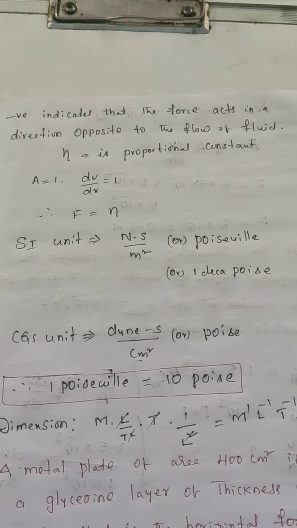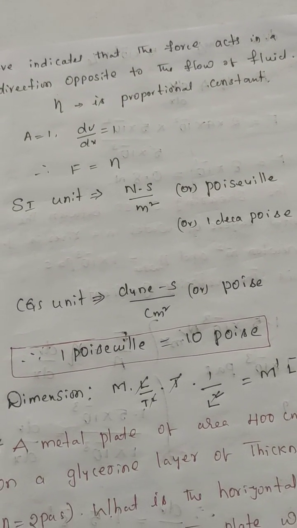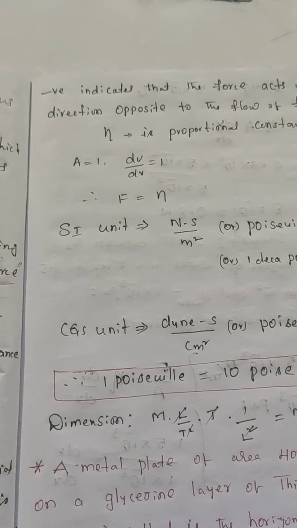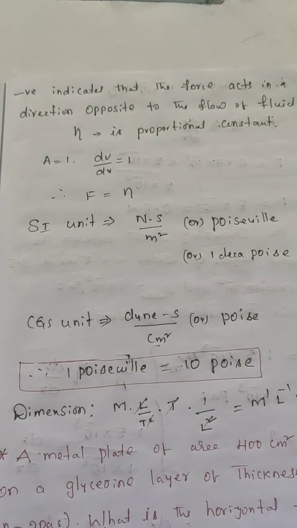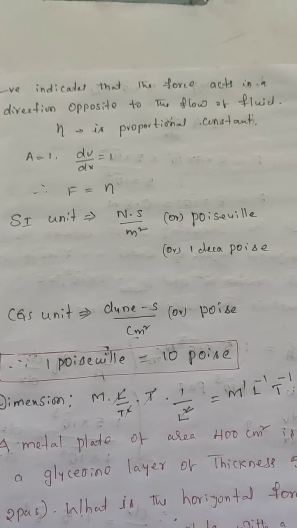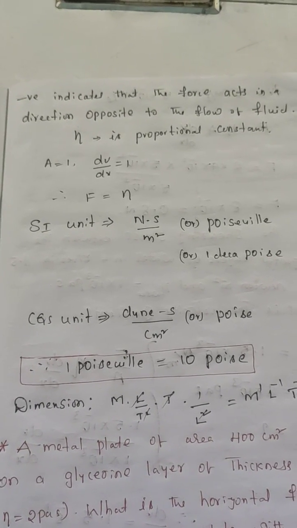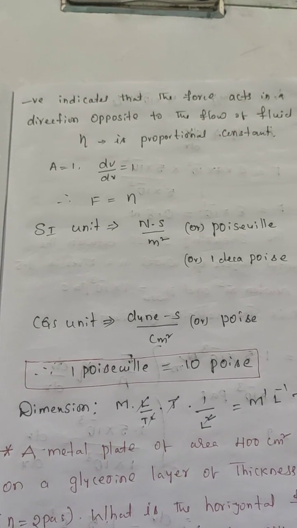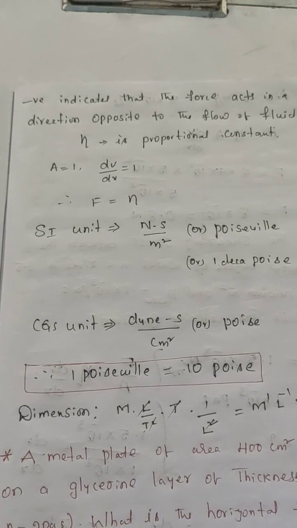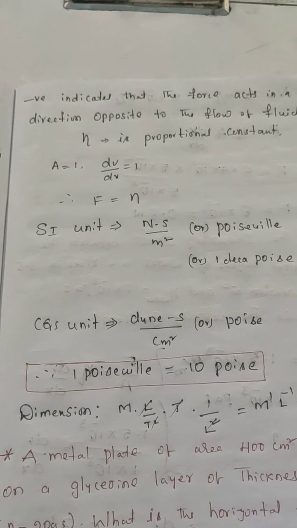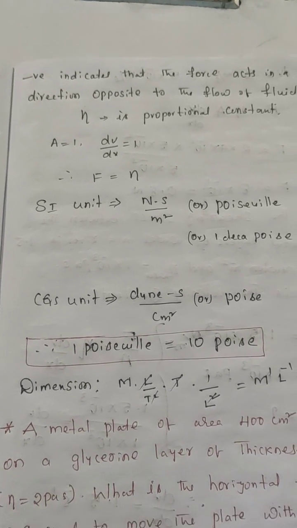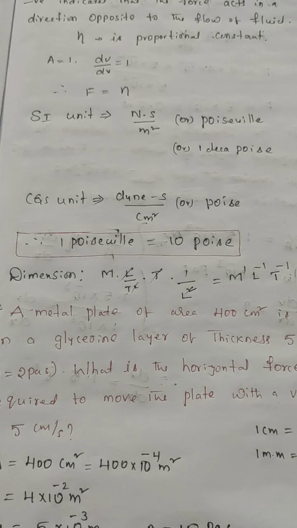The SI unit of coefficient of viscosity is Newton second per meter square, otherwise Pascal second or 1 deca-Poise. The CGS unit of coefficient of viscosity is dyne second per centimeter square or Poise. What is the relation between the SI unit and the CGS unit? 1 Pascal second is equal to 10 Poise.